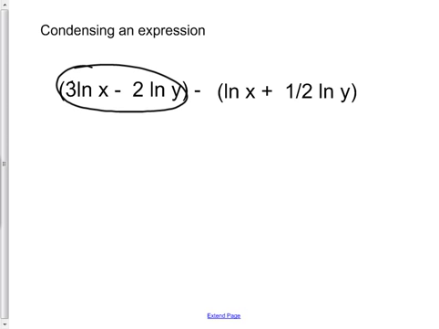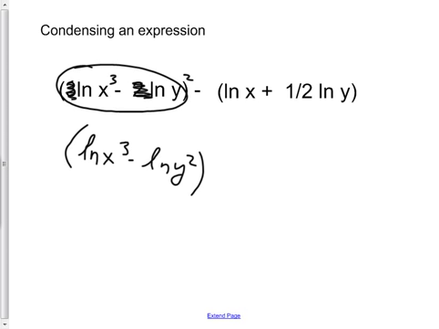Would you agree that this 3 out front could go on the x? And this 2 out front could go on the 2 on the y? That's the power rule going backwards. And then it's ln x cubed minus ln y squared. And then that part right there, that can be made into a fraction. ln of x cubed over y squared. You get that?